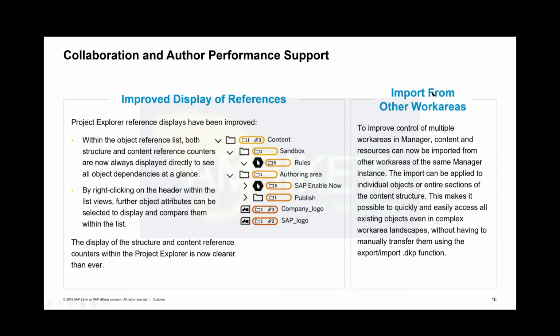Another big one from my perspective is import from other work areas. Overall, there is no need anymore to go via producer and do DKP import/export if you want to move something from one work area to another work area on the same tenant or on the same on-premise manager. This is now possible in the back end without leaving the back end. You can pull something, because it's import, not push like export. So you pull something from another work area and you can do quite interesting architectures now, even easier than before.